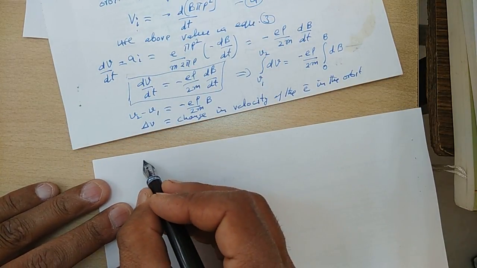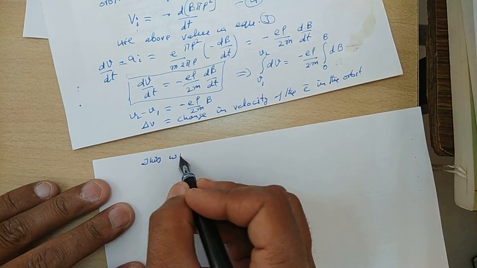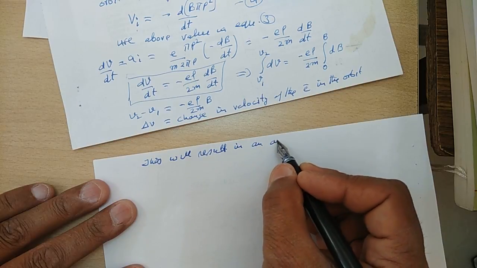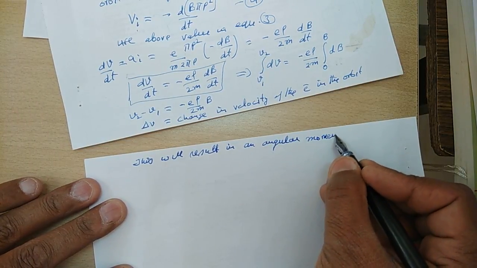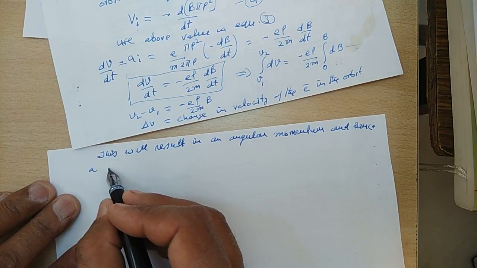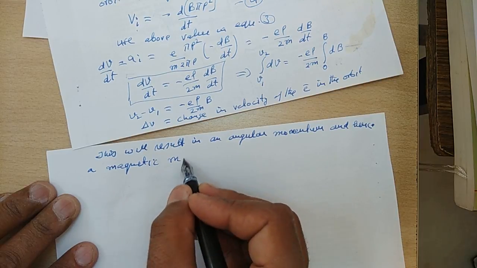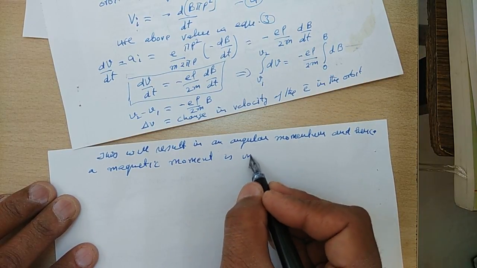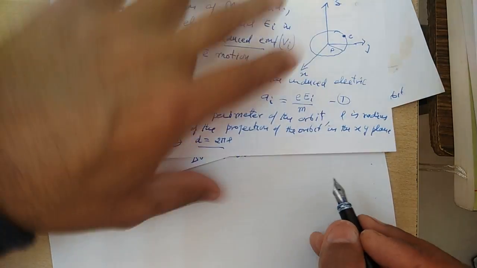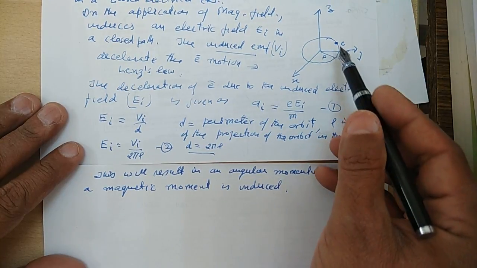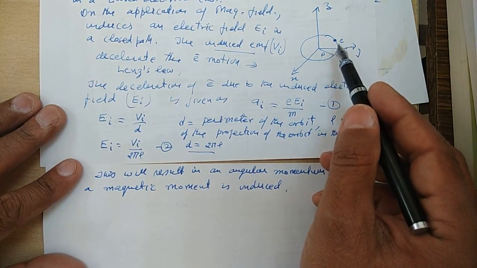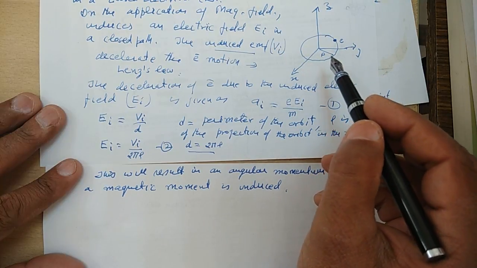So we can say that this will result in an angular momentum, and hence a magnetic moment is induced in this circular loop. So there is a change in the velocity, and due to the change in the velocity, which results in the angular momentum, a magnetic moment will be induced.